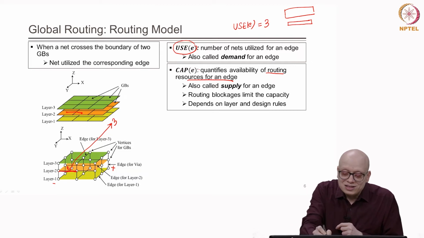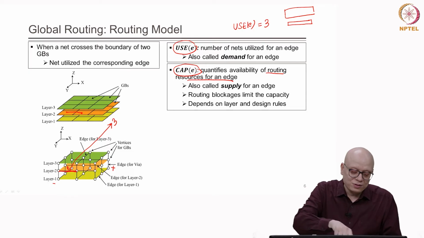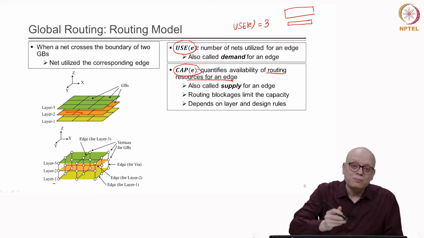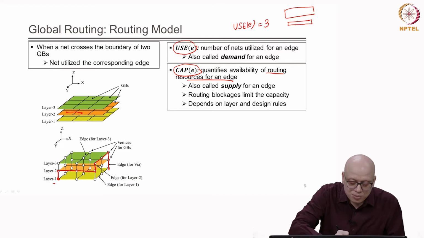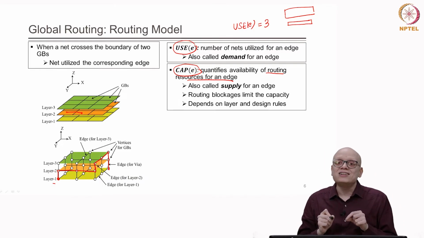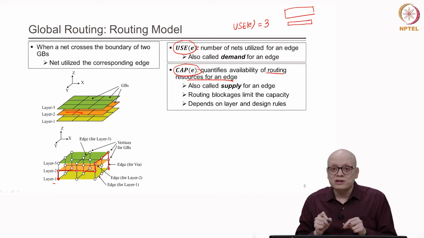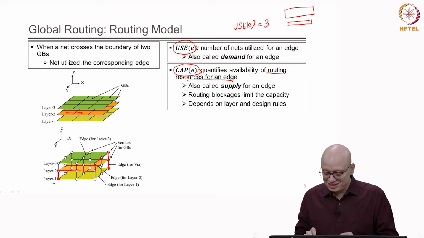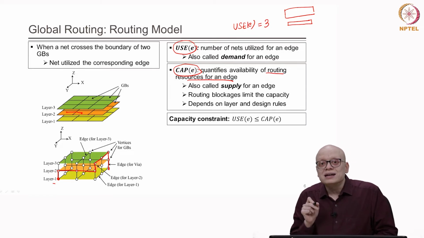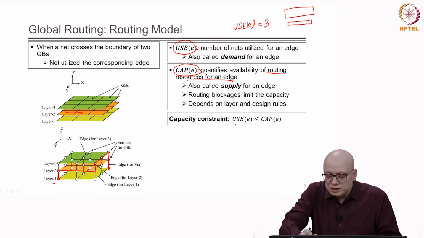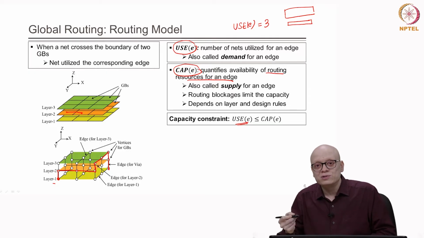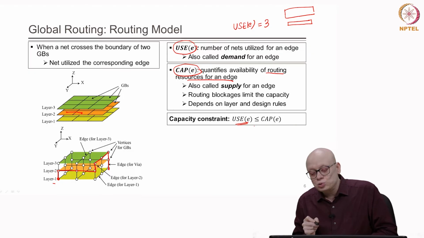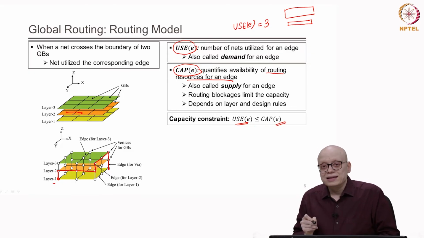Now, what should be the relationship between capacity and edge, right? We said that a global routing tool found a path from this point to this point, something like this, right. Now, while finding this path, what should the constraint be on the routing path? One of the most important constraints is that it should honor the capacity constraint, meaning that the use or utility of an edge, that is how many nets are using a particular edge, should be less than or equal to the capacity, right.